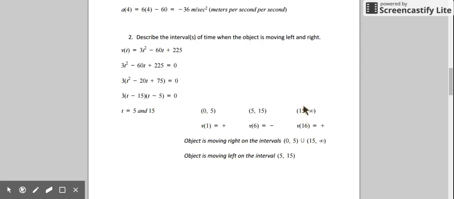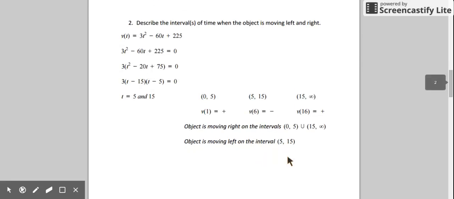And then lastly, let's test a value on this interval greater than 15, so a value like 16. If I plug that into our velocity function, we get a positive value. So again, that's telling me that I'm moving to the right on that interval. So we could summarize the information. Our object is moving to the right on the intervals between 0 and 5 seconds and after 15 seconds. And our object was moving to the left in between 5 and 15 seconds.